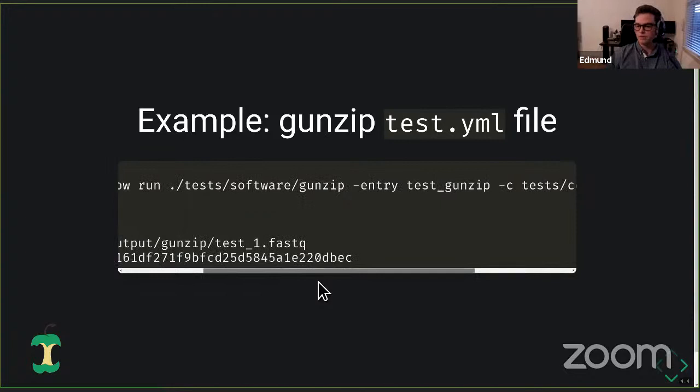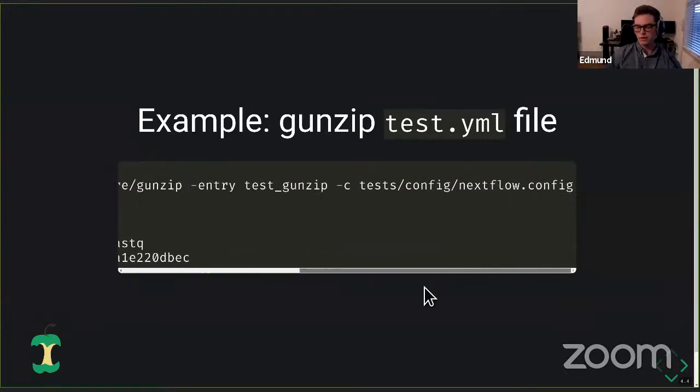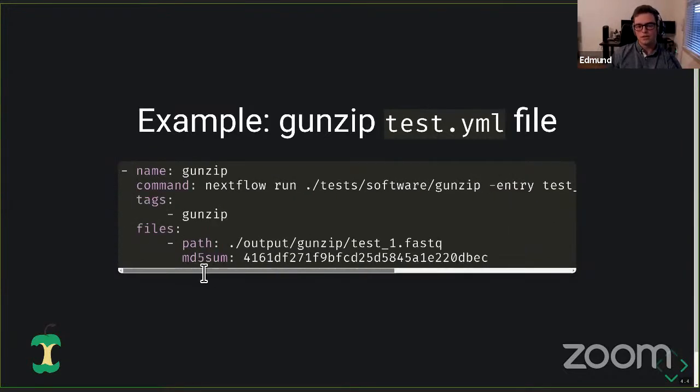Refer to that, please. And then we're just going to use the config in the test config. These tags here are also important, so we can tag the tests with different things, like gunzip here. We'll get into how we use that in the CI later and how you can use that locally.